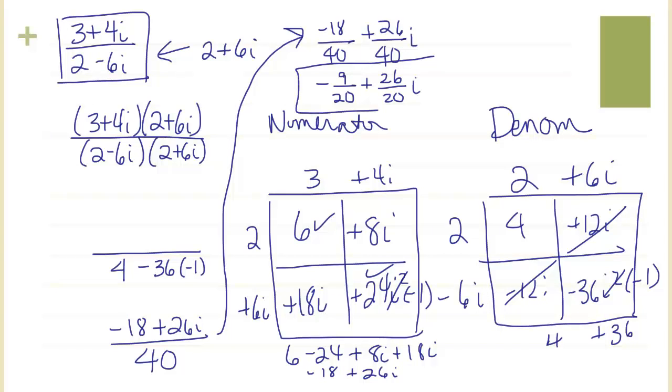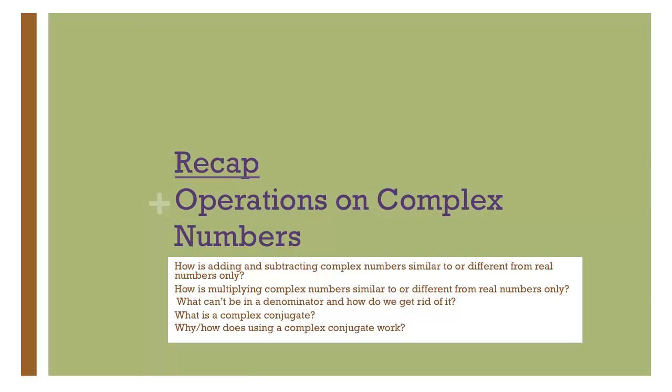So there's my answer. Oh, I didn't divide my 26. Let's try that again. There we go. So everything got divided by 2. We pulled a 2 out. Divided 26 and 40 by 2. Divided 18 and 40 by 2. So think about how all those things we just did relate to other things we've done in the past.